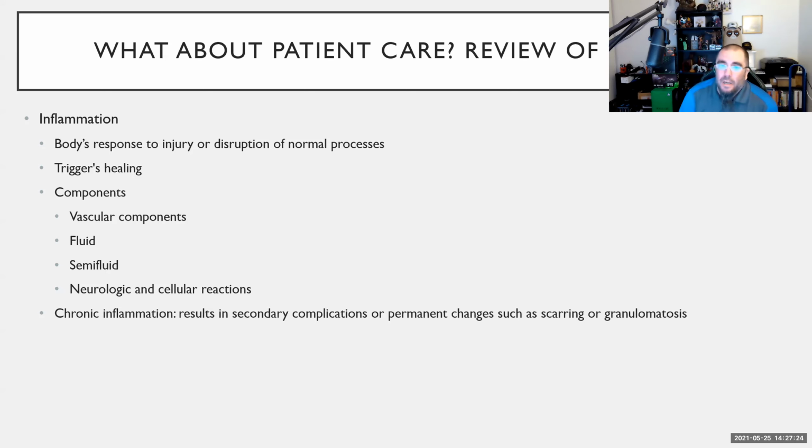Inflammation, we know it's a response to the body's injury or disruption of the normal process. It's what triggers our healing cascade or our healing effect. It's what allows us to get better. There's blood components, vascular, fluid, semi-fluid, and then neurological and cellular reactions. We can also end up in a state of chronic inflammation, right? And chronic inflammation with patients can be really difficult to treat, because this is just where they end up in this cycle of vicious inflammation that doesn't go away.